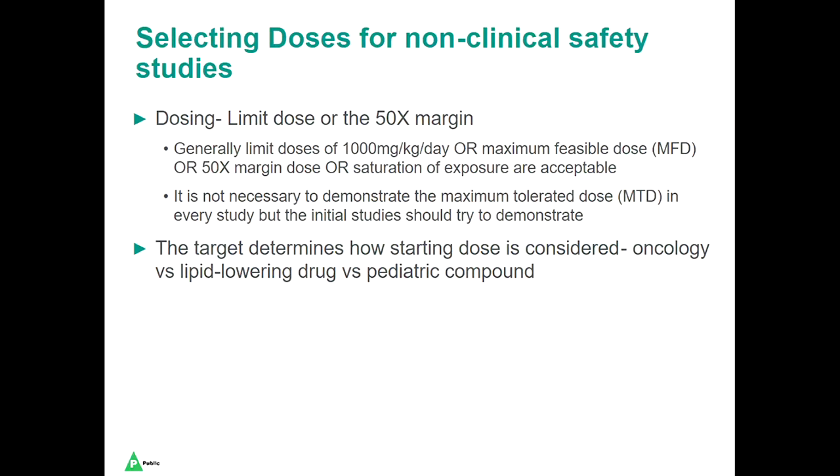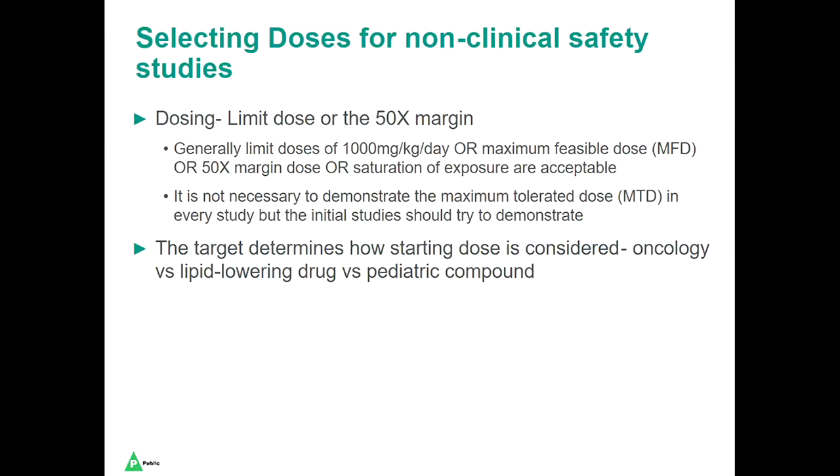This all varies. So if you're developing an oncology compound and it's for patients that are terminal, there may be a much higher tolerance level for something like a two-fold margin or certain side effects. If you're dosing for a pediatric compound, they may want you to not fall below that 50x margin. You may be dosing at limit doses through a long series of studies because of the safety. So there's always caveats. What was it we were talking about? It depends.